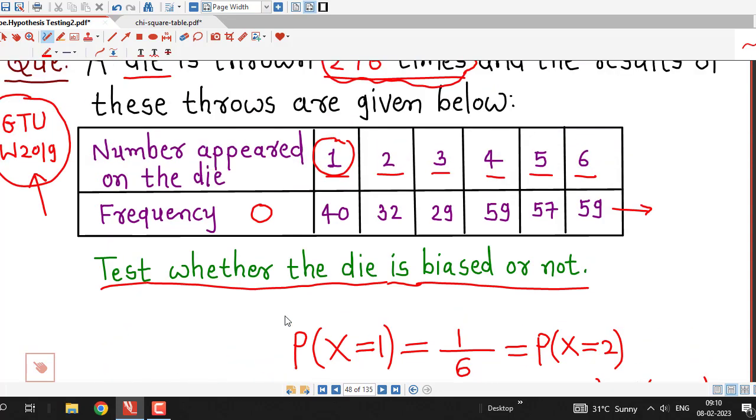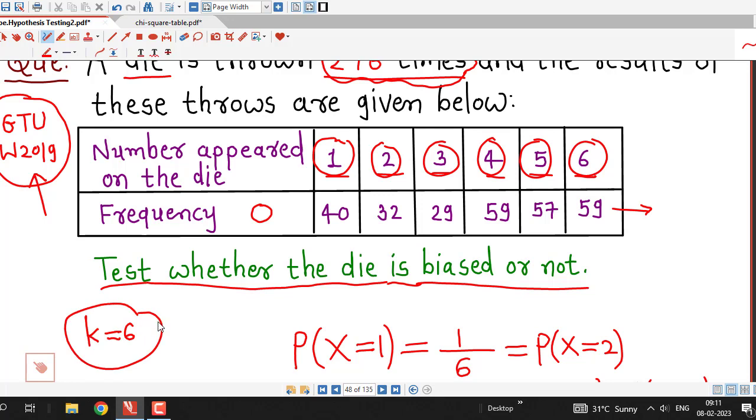And here we can see there are 6 possible categories. There are 6 possibilities when we are throwing a dice, that either 1 occurs, 2 occurs or up to 6. There are 6 possibilities. So there are 6 categories. So we will consider small k equal to 6, which is number of categories or number of cells or number of groups for this goodness of fit test.